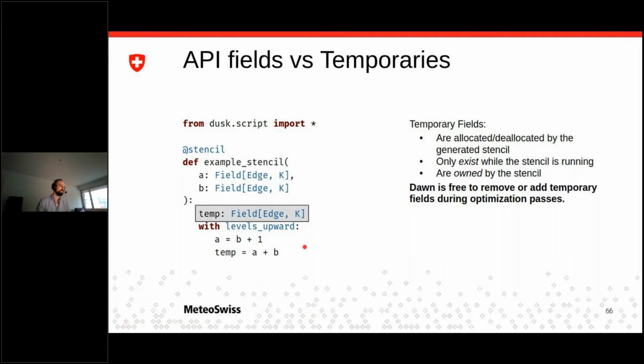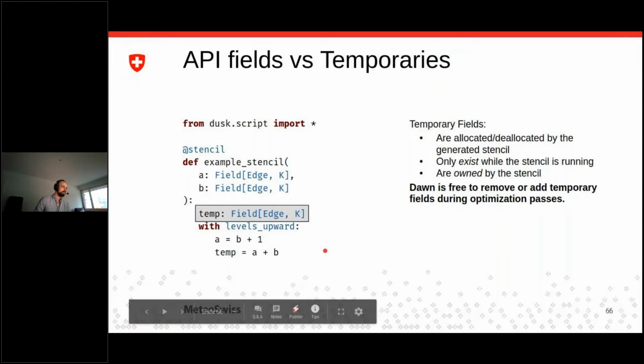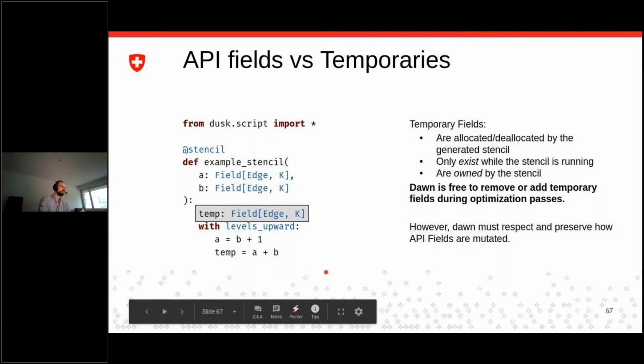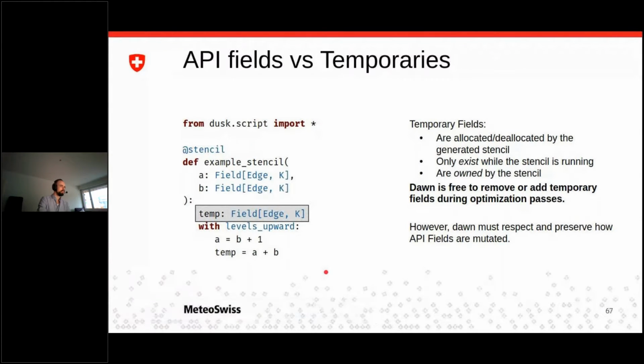And in some optimization passes, Dawn can introduce temporaries. I think on Friday in the performance session, you will see some cases where this might occur. However, Dawn must respect and preserve how API fields are mutated. For example, if we remove this assignment here, you could argue that A is not used anymore in the stencil, but Dawn must not remove this assignment because A is an API field that is used afterwards, and we cannot change the stencil so that it produces a different A. Dawn must respect these API fields. That's an important distinction.